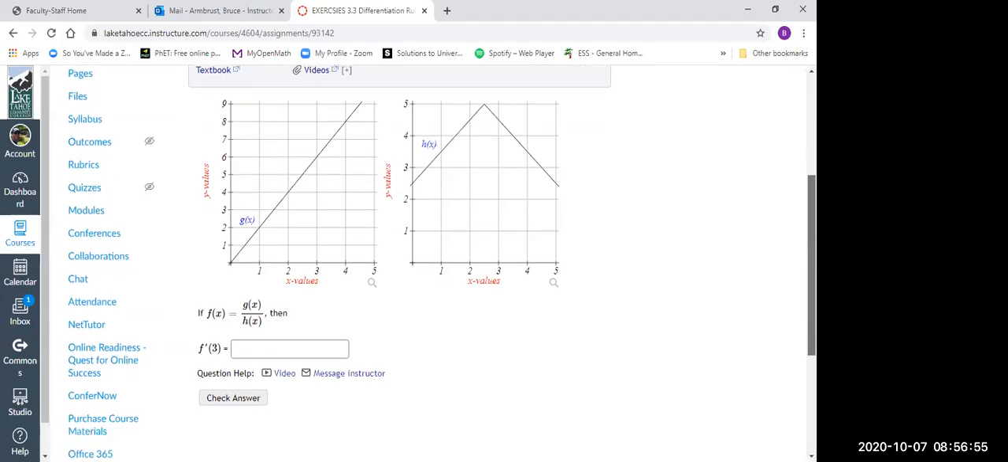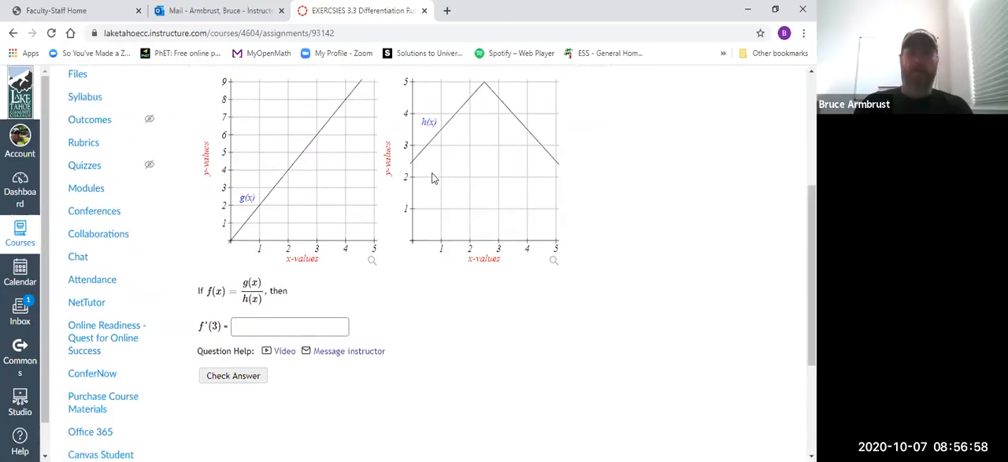But here are two functions. We've got g and we've got h. Now, we could figure out the equations for these, right? G, since it's a line, we just find 2 points, get the slope and all that stuff. We could find the equation. This one, since it's an absolute value, we could probably do the same. But it turns out we don't really need to know that because we're told that F is the ratio of them, of G and H. And so we want to find F prime of 3.